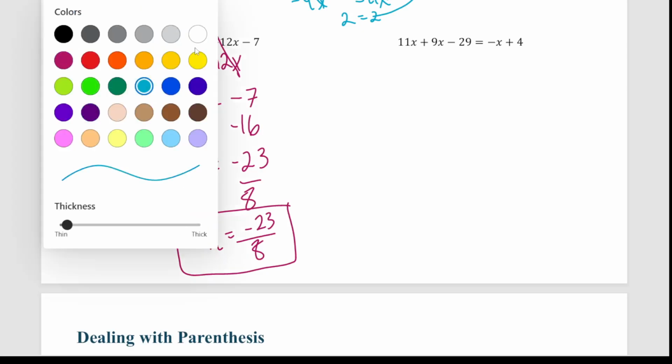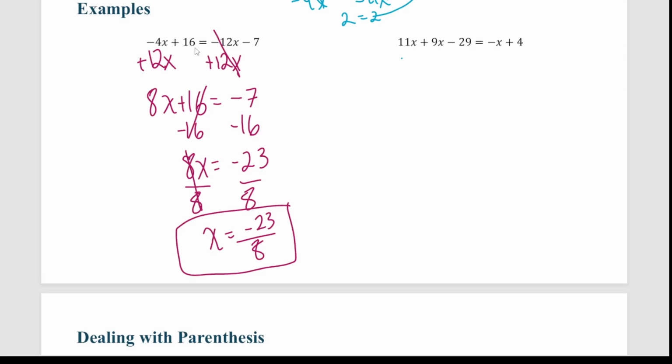For the next one, it's not quite simplified yet, although it's close. I have no distribution I've got to worry about. However, I do have these like terms within the same side of the equal sign, in particular the 11x plus 9x. I'm going to go ahead and combine these like terms to make 20x, drop down the minus 29, equals negative x plus 4. Then I'm going to go ahead and move all x's to one side, all numbers to the other. In particular here, I'm going to add x to both sides. 20x plus x is going to leave me with 21x.